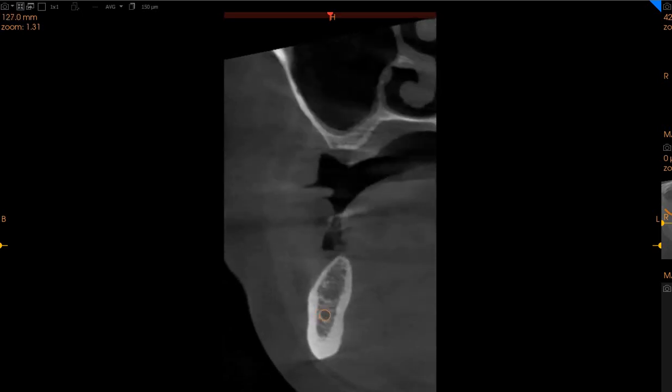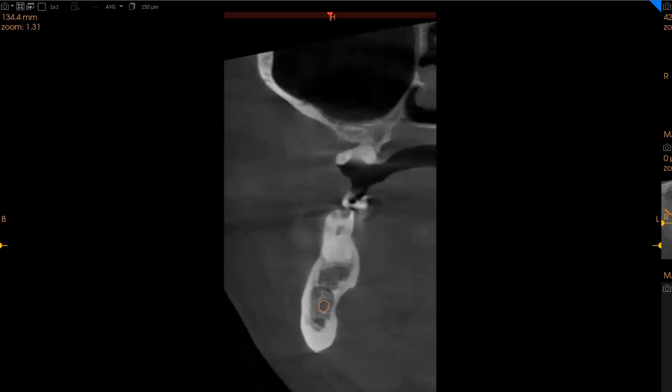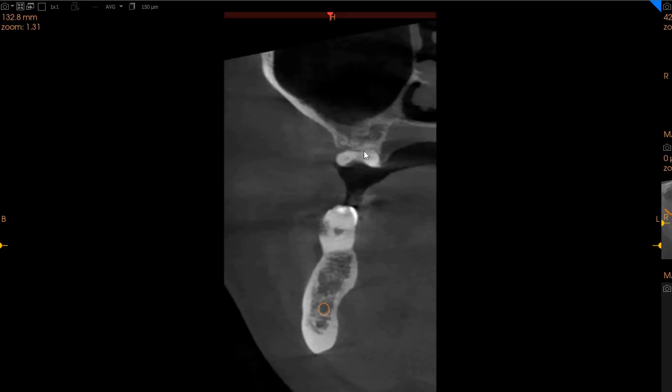Again, no bone here and no bone in the 7th region. We only have a slight bit where the BDR is present, but we don't have height here. So 9 millimeters of width with only 2 millimeters of height.